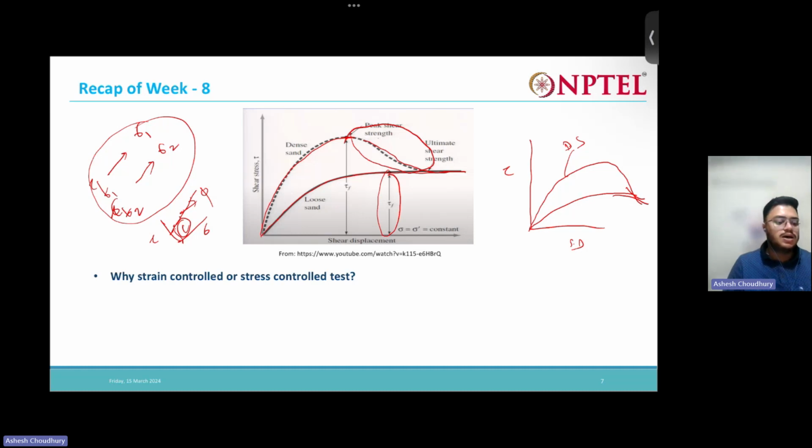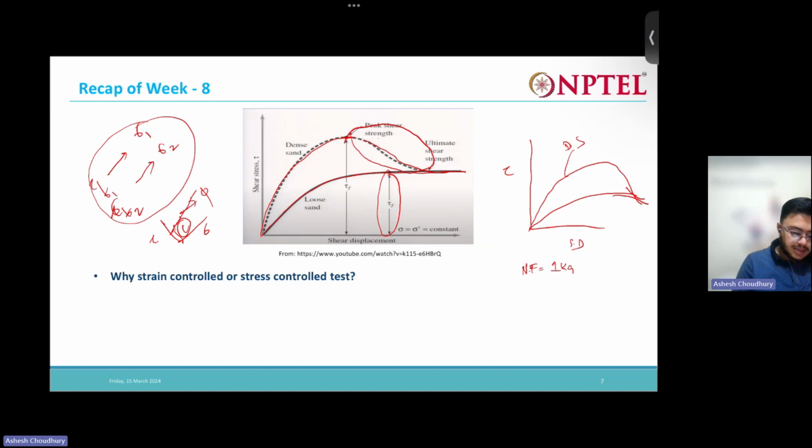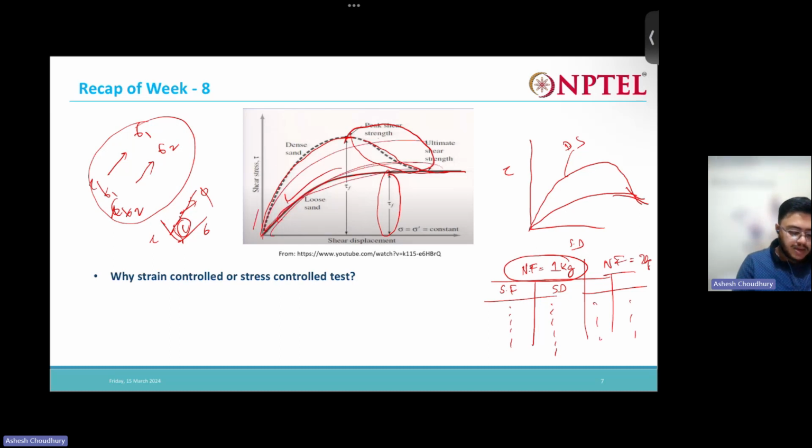Okay, so you understood this, right? So what we do, for the normal force, first you fix this normal force at say 1 kg. Then you keep on noting down the values of shear force and shear displacement. Corresponding to one normal force you can get a graph like this, then again you increase it, and you will get another graph like this. So you can get many graphs for many normal forces.